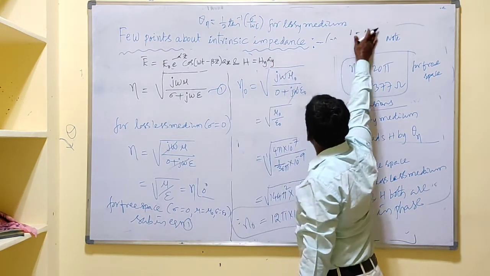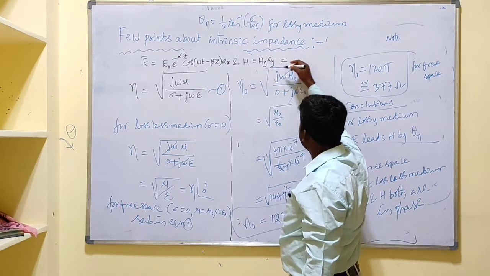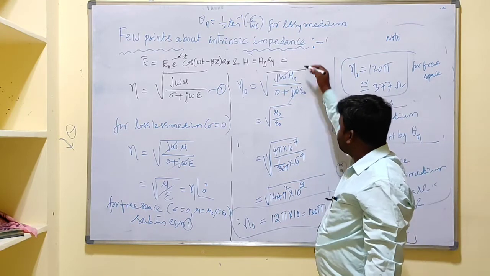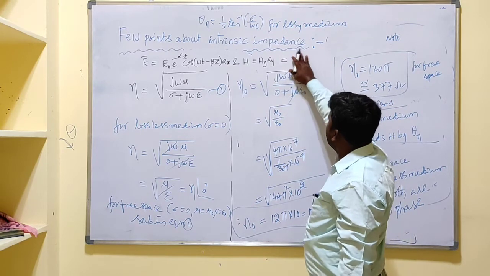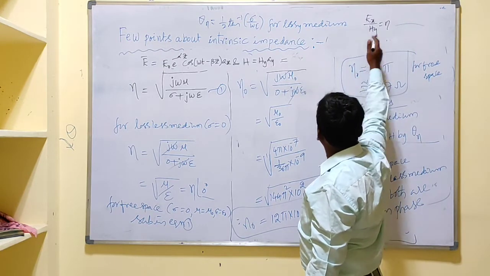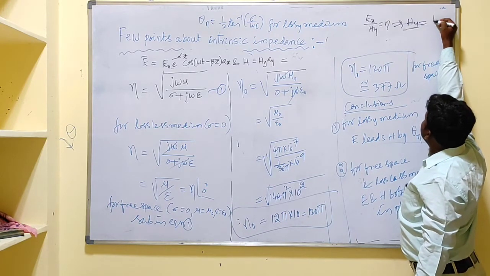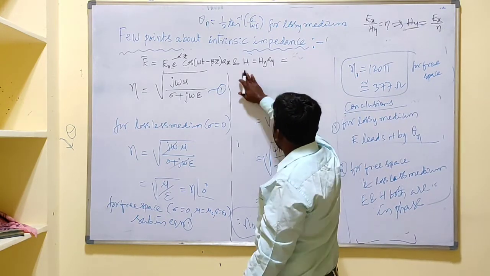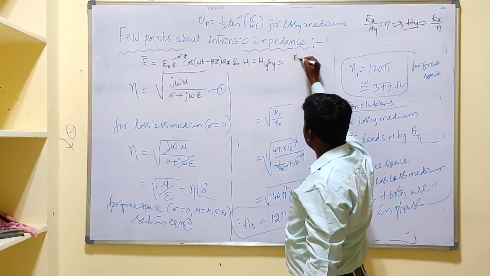How can we write this expression? Here we can write E x by H y is eta. So we can write H y as E x by eta. It implies H y is nothing but E x by eta, that is H y into a y, where H y is E x by eta.